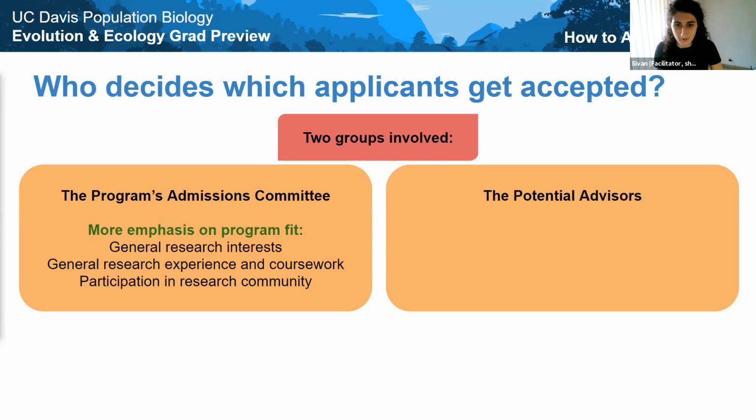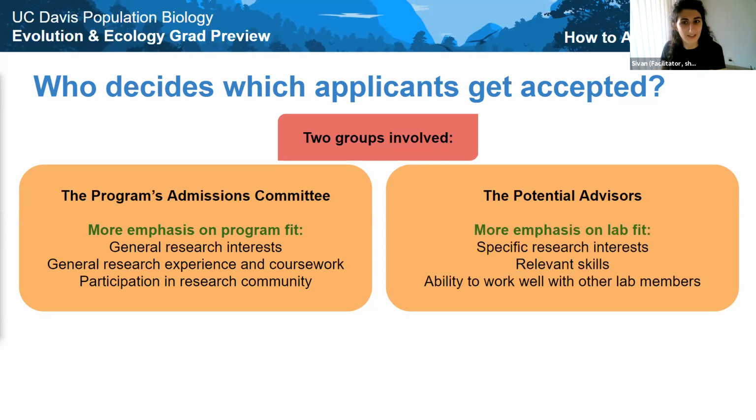And so, as I said, they're comprised of professors affiliated with the program. And then there's the potential advisors, which emphasize your fit in the lab more. And so that might be, do your specific research interests match with theirs? Do you have the relevant skills to do work in that lab? Are you going to work well with other lab members?